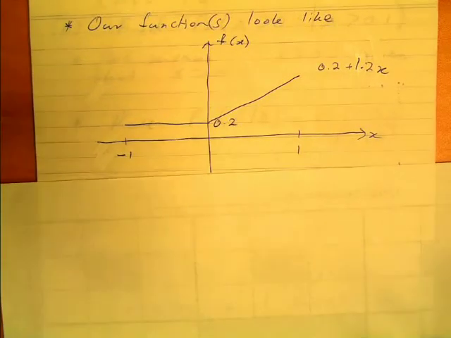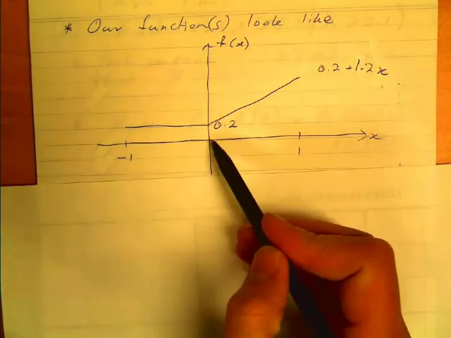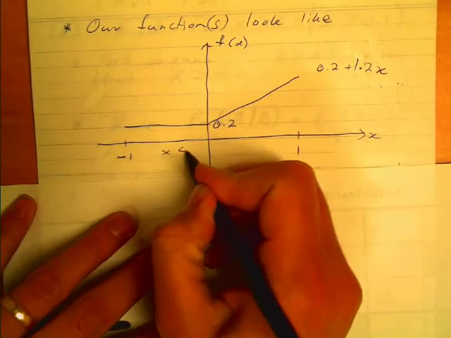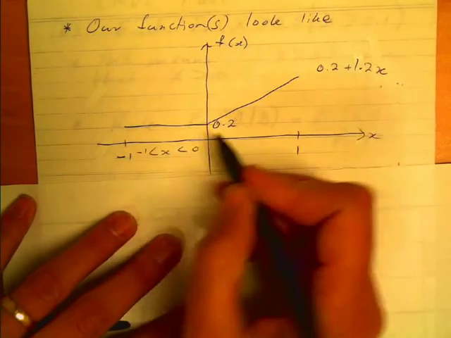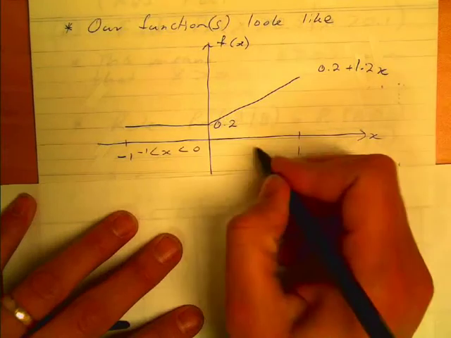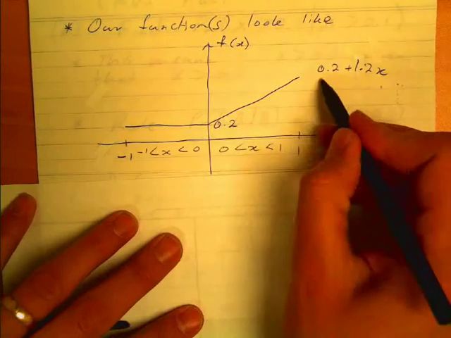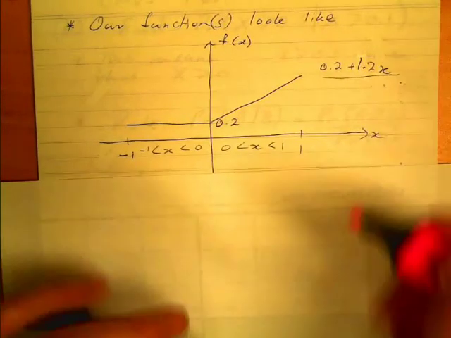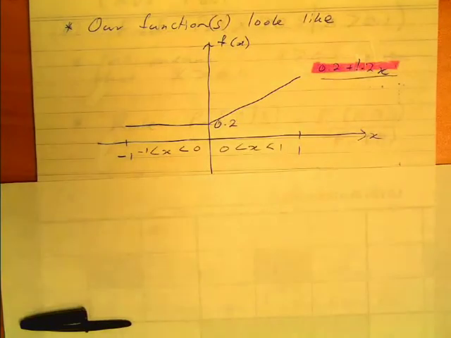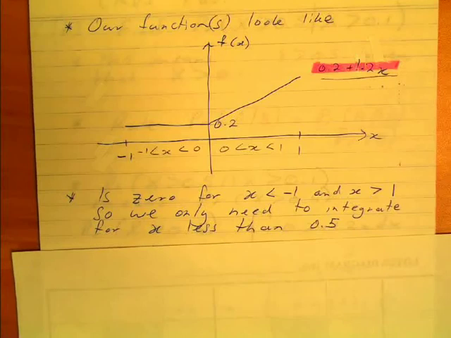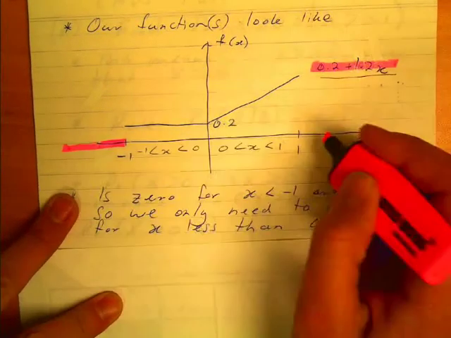So what I've done here is I've just sketched what the function looks like. Okay, so for x between 0 and -1, it's just equal to 0.2, but for x between 0 and +1, it's given by this function, 0.2 plus 1.2x. Okay, so we want to consider these things. The function is 0 for x less than -1 and greater than 1, which is these regions.